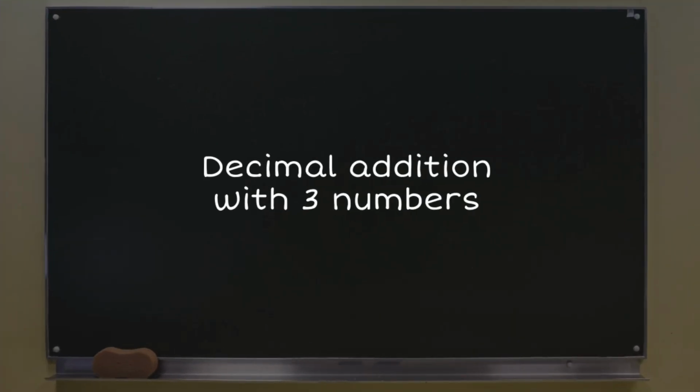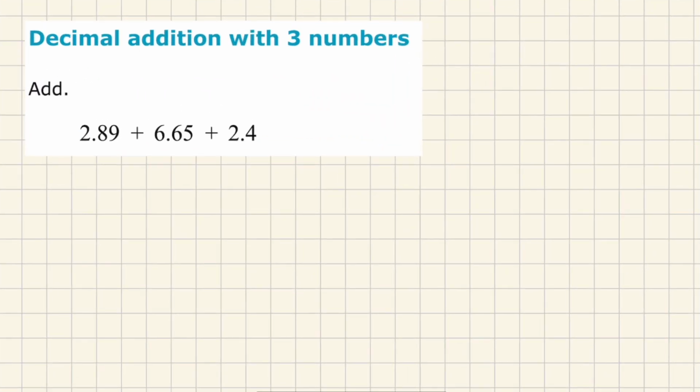Decimal addition with 3 numbers. We're asked to add these 3 decimal numbers, and to add, I'll want to first write the numbers vertically, aligning the place values. Starting with the 2.89, the decimals will need to be lined up, so the next number, 6.65, has these nice columns that I'll be able to add. And the third number would also align decimals with the 2 and the 4.